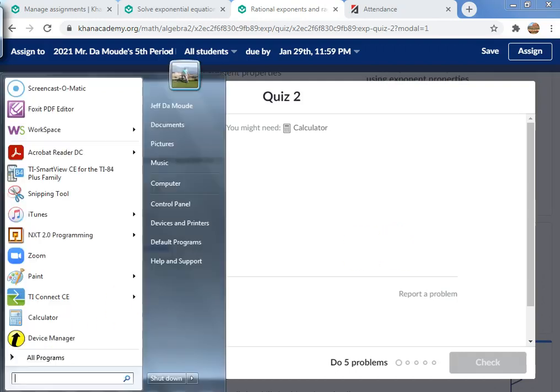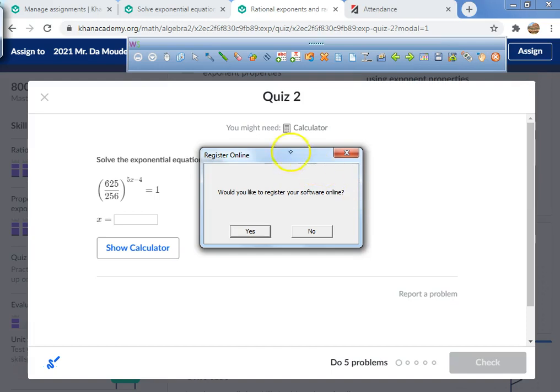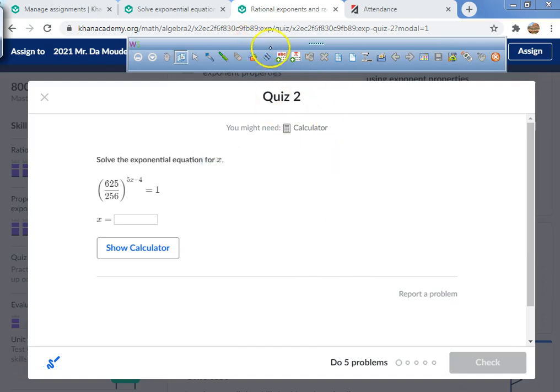So I'm going to be working through this quiz number 2. You're more than welcome to write things down as I go along. It's dealing with rational exponents and how to solve exponential equations using rational exponents.